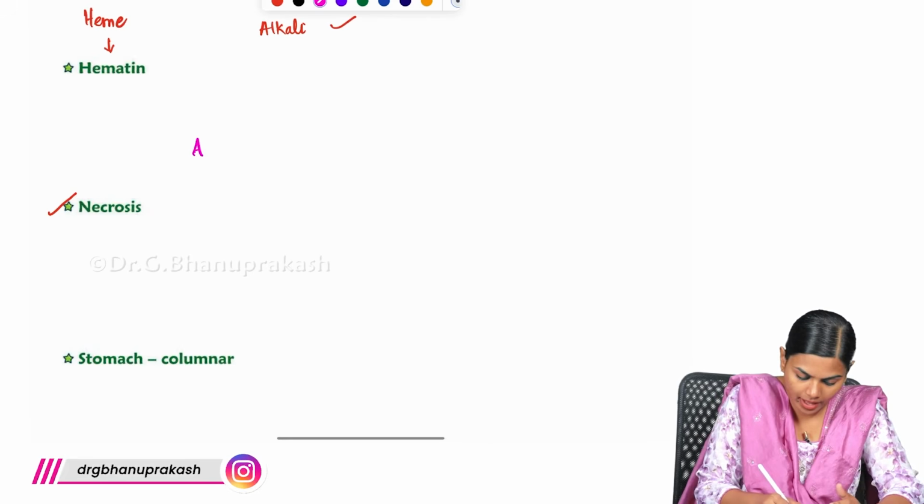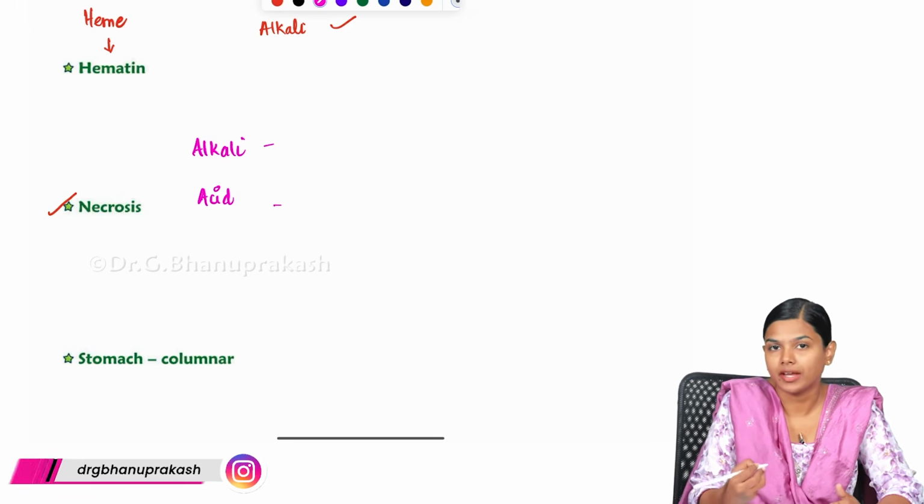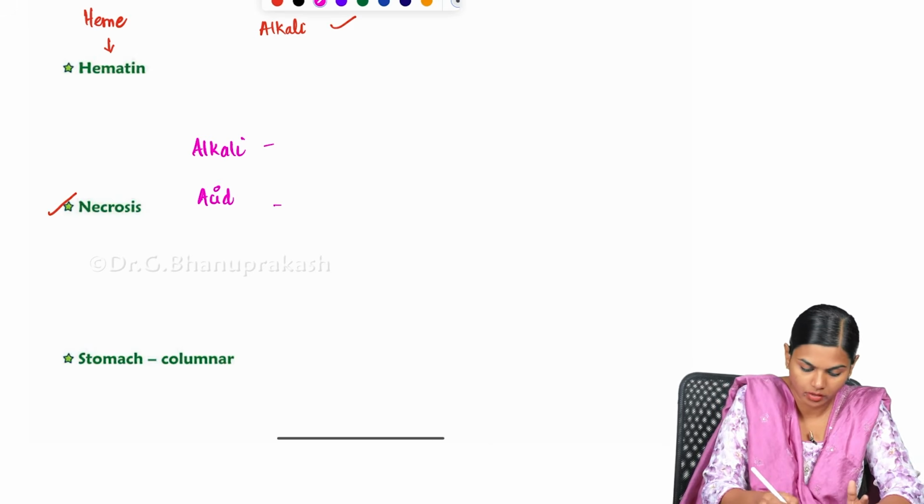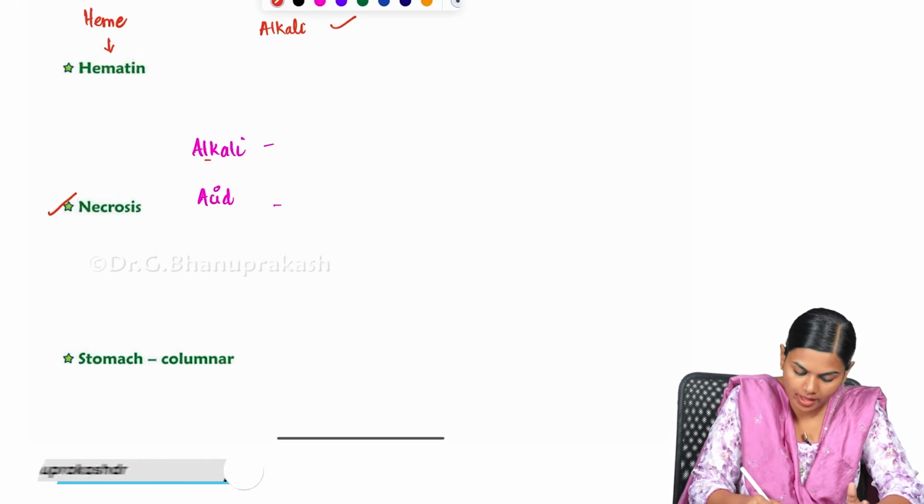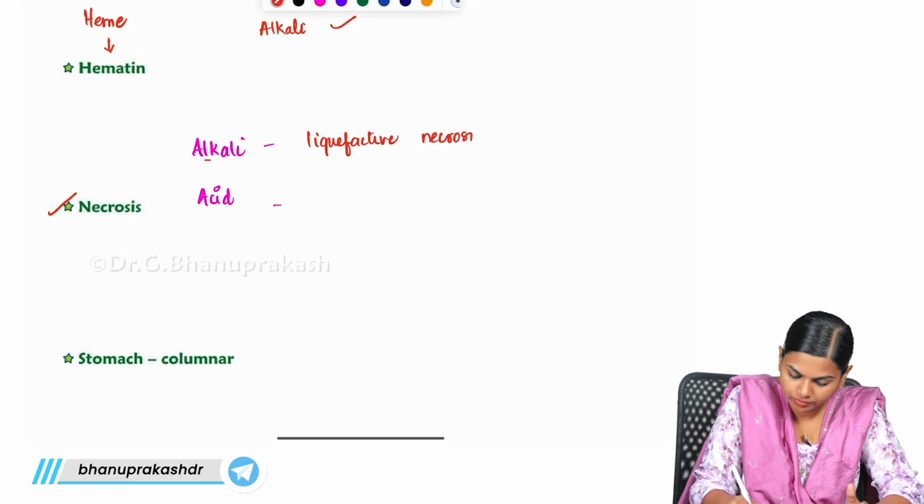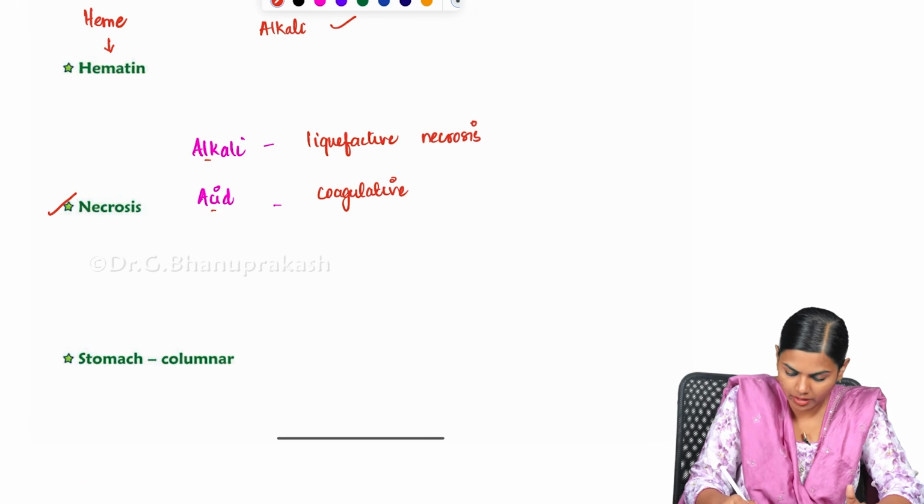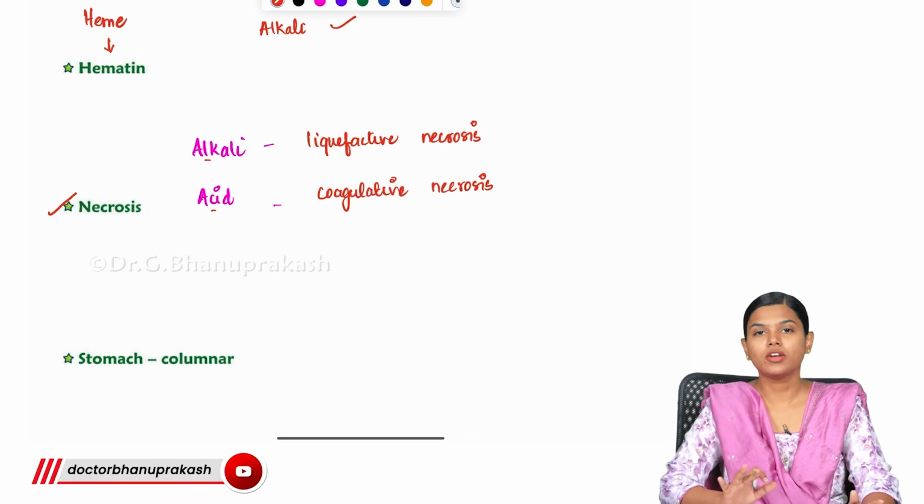So you have alkali, you have acid. Now they will ask you what is the type of necrosis that you will get in alkali and acid substances. So here you have L, right? L for liquefactive necrosis and C for coagulative necrosis. So this is what you usually get.